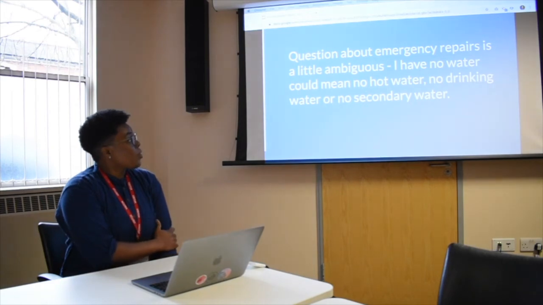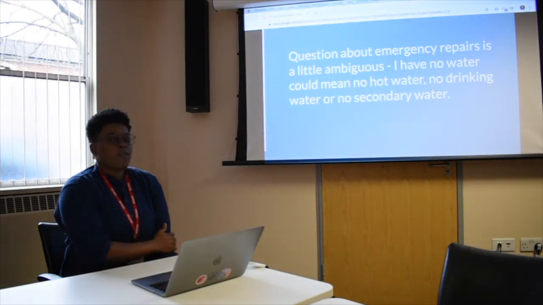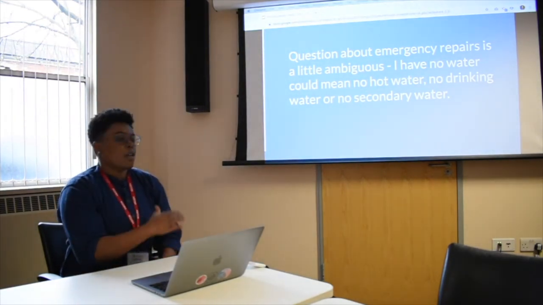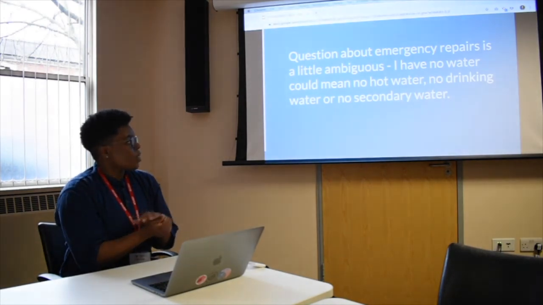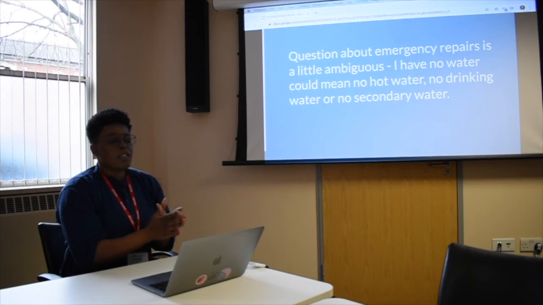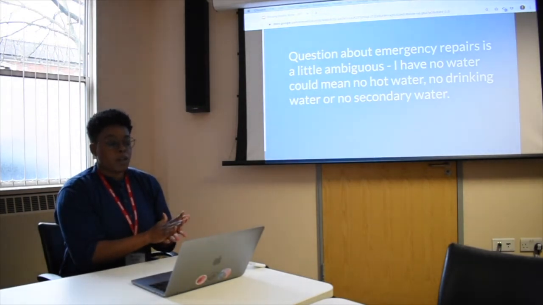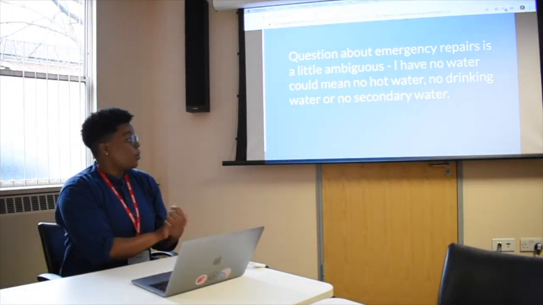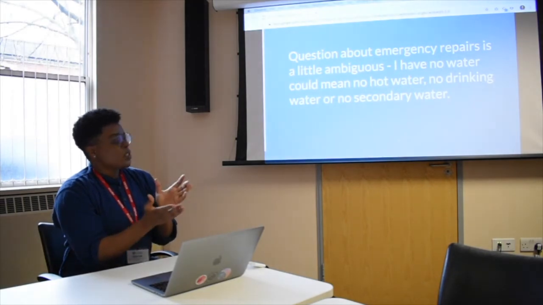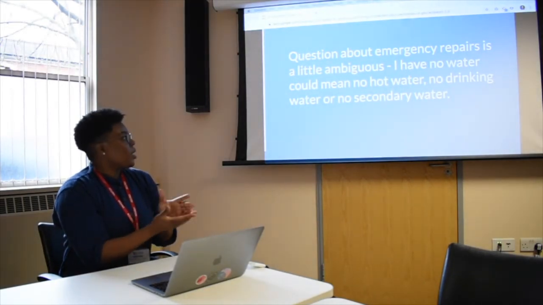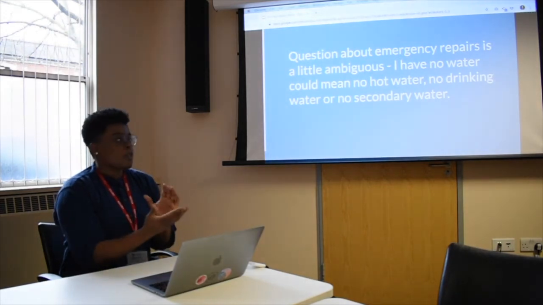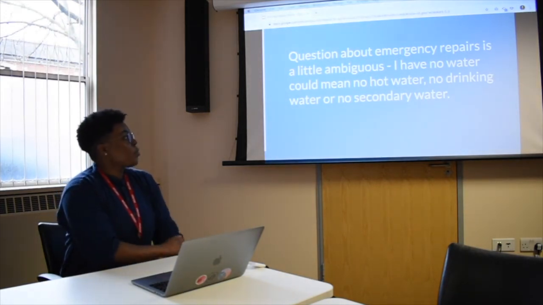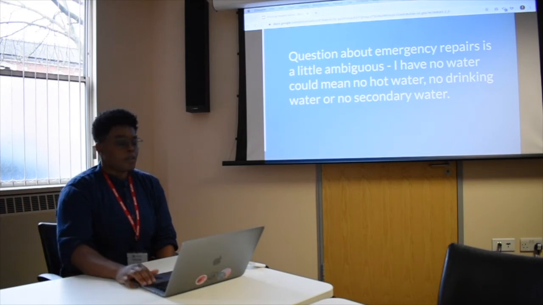The question about emergency repairs is a little ambiguous. We have a list of different emergency repairs, which we gathered from different council sites, but there was a little bit of nuance missing in the questions we asked, which is what the participants thought. If the answer they give is I have no water, it could mean they don't have any hot water, or no drinking water, or no secondary water. So those questions aren't as straightforward as we presented them to the residents.